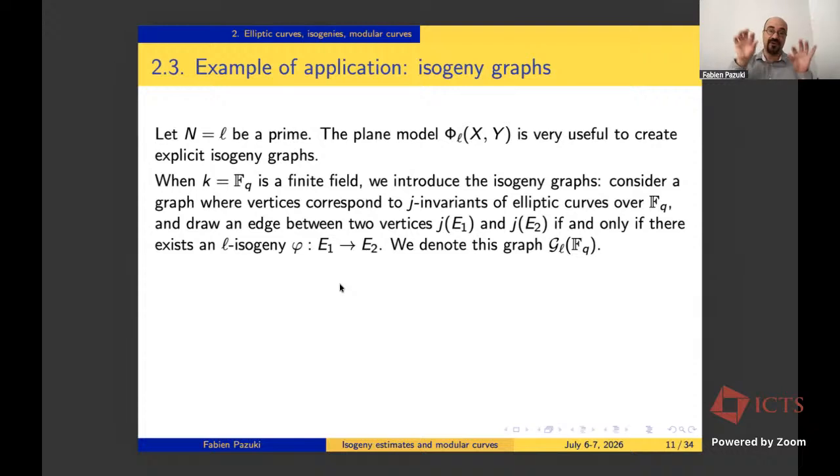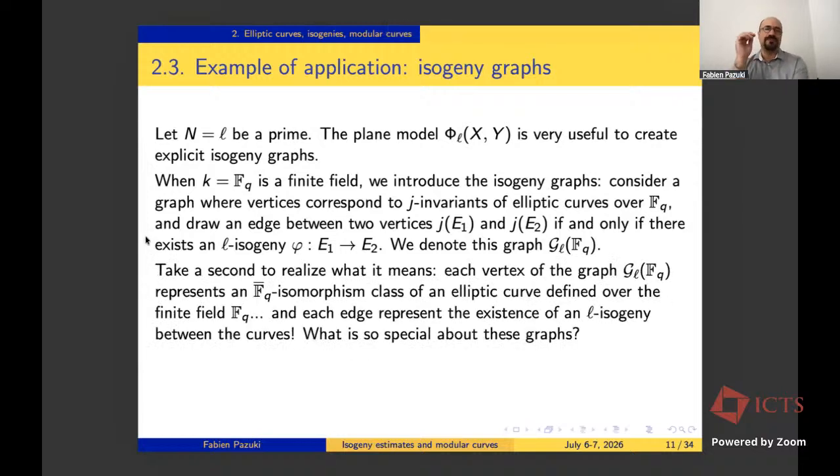Maybe it's full of different connected components. Maybe it's a big connected component. That's the whole perk of this study, to try to understand maybe visually how often we have L isogenies. So this graph is denoted GL of FQ. So L for the degree of the isogeny and FQ for the rationality of the J invariants.